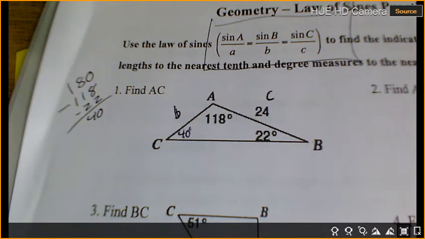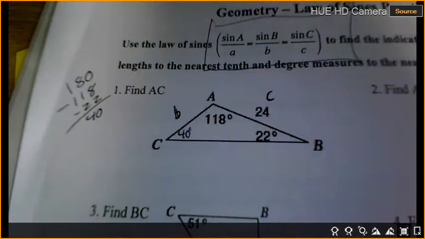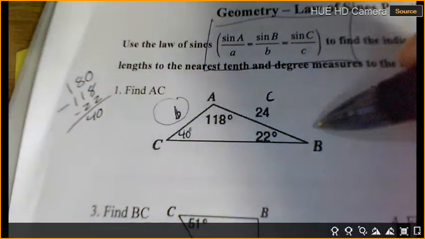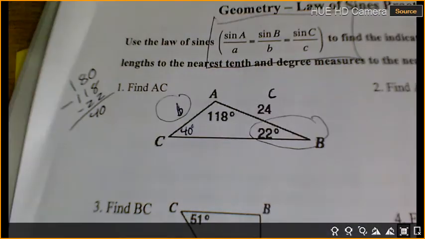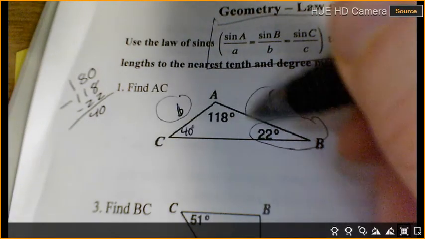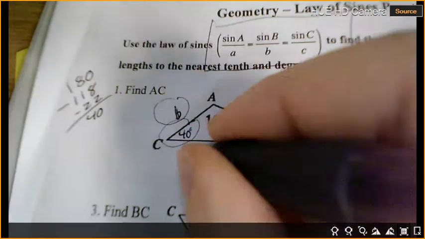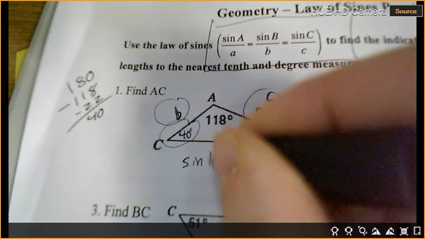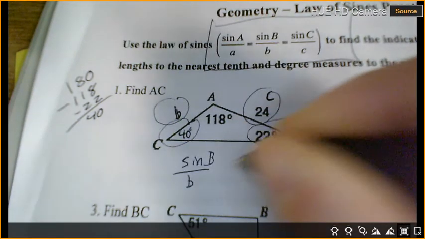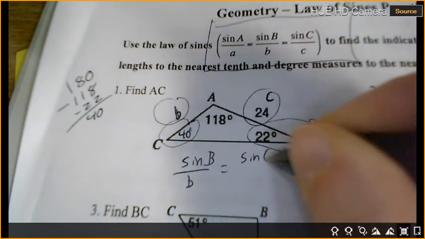Okay, now I am looking for little b. This is what I have to find. So I'm going to have to use angle B. And right here I have little c, so I'm going to use angle C. So this is what my problem is going to start with. I'm going to have sine of big B over little b equals sine of big C over little c.